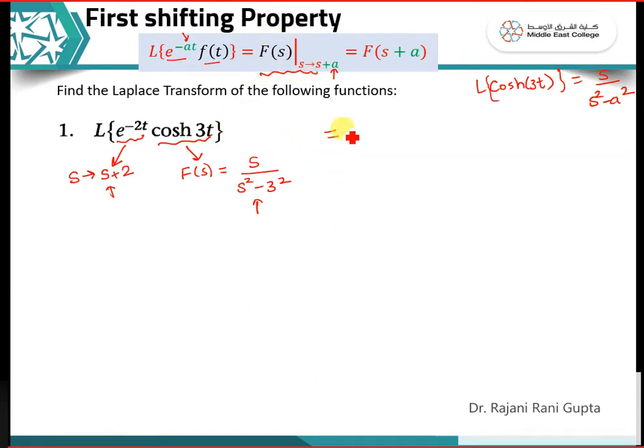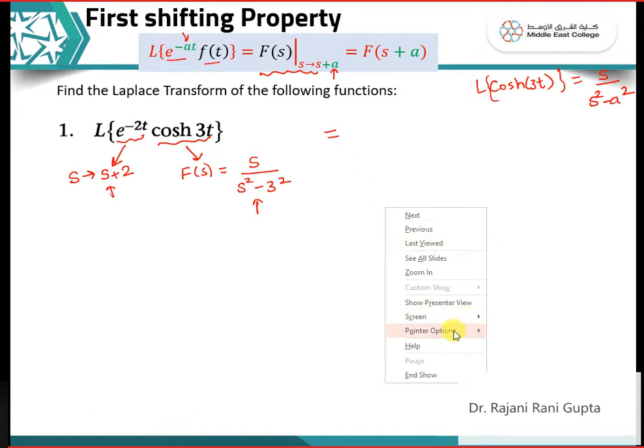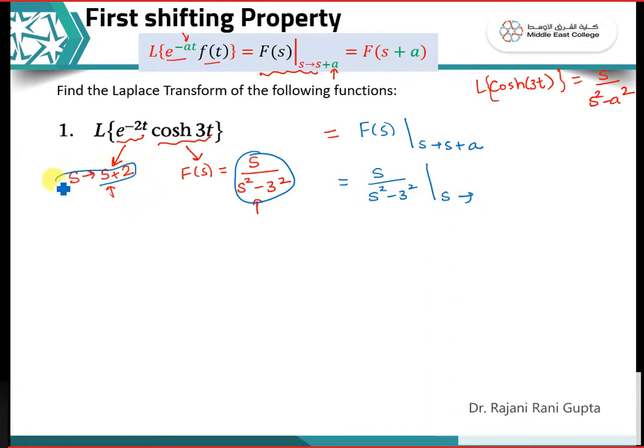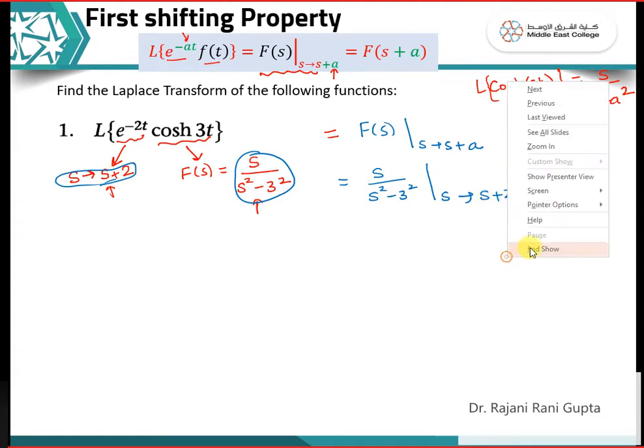So let's write down the formula. The formula says that this is equal to F(s), s goes to s plus a. Now what is F(s)? F(s) is this value, s over s square minus 3 square. S is changed to which value? S plus 2 from here. S plus 2. Now what do we need to do here?